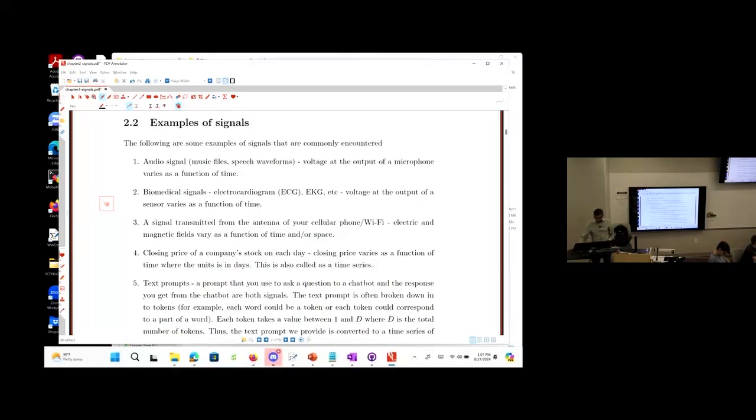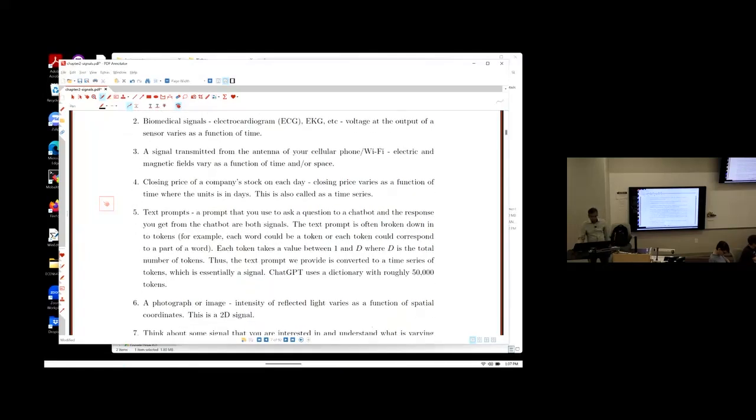Number 4, the closing price of a company's stock on each day, right? If you think about that, this looks slightly different from the first 3 examples, and let's think about why it's different. Because if I'm thinking about the stock price at the end of the day, then my time axis now does not change continuously. For every day there is a price, right? It's not meaningful to say what was the price at 8 o'clock, because that's not how I'm defining my signal. I'm defining it to be the stock price at the end of today.